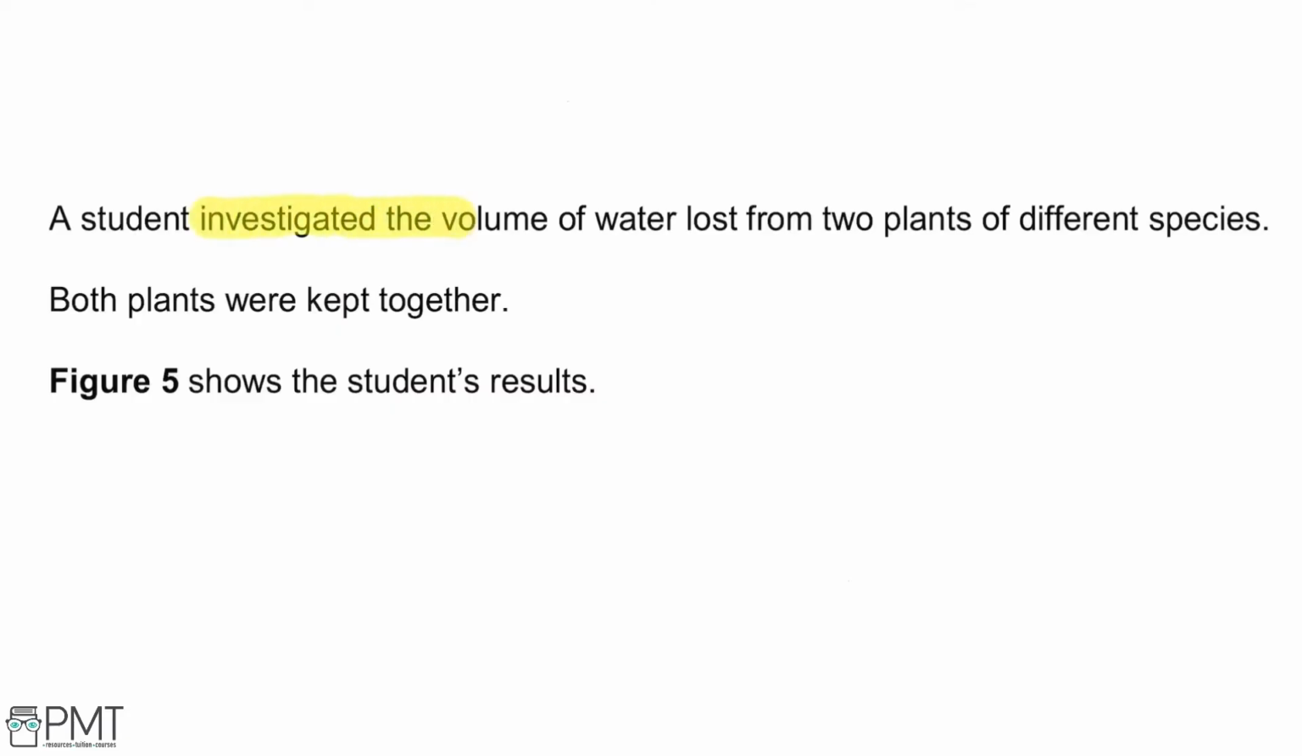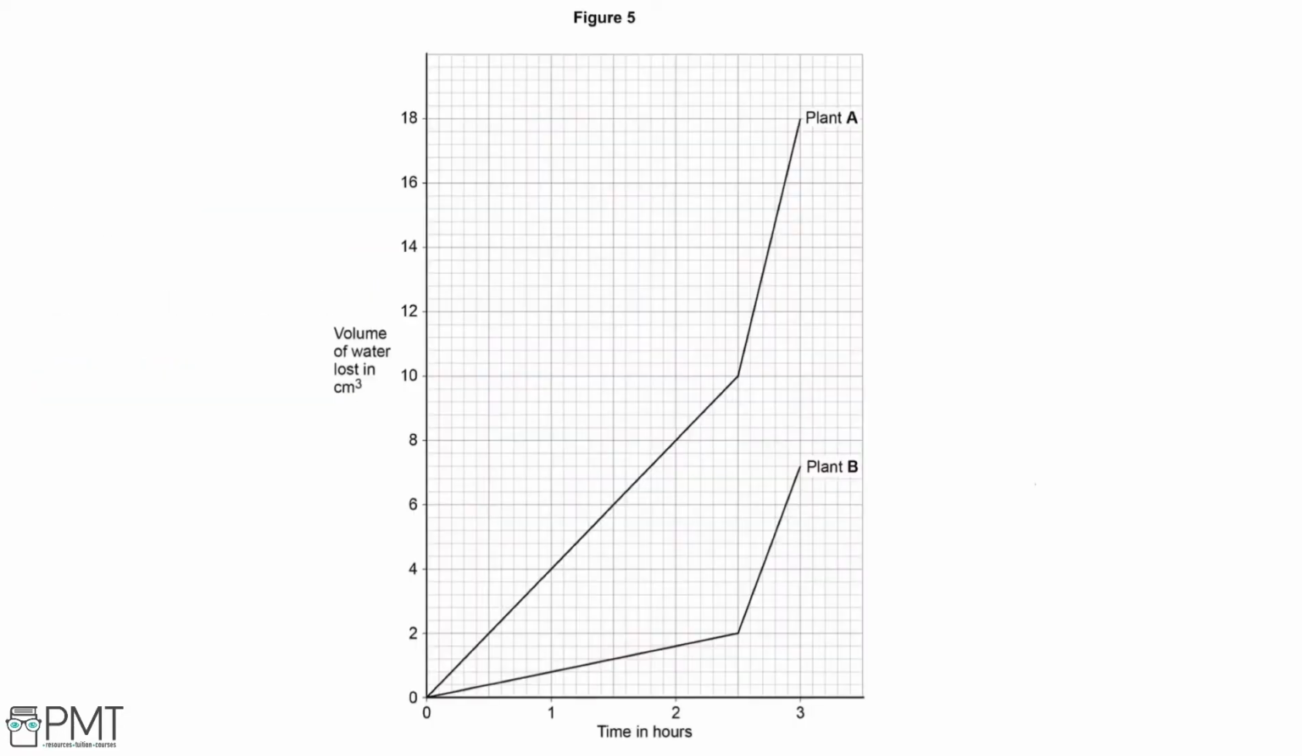A student investigated the volume of water lost from 2 plants of different species. Both plants were kept together, so in the same place, and figure 5 shows the student's results. So here you have figure 5. The lower down line is plant B, and then the one that's a little bit steeper is plant A. And then on the y-axis you can see the volume of water lost in centimetres cubed, and then the x-axis is time in hours. So the main thing we really see from this graph is that plant A is losing a greater volume of water than plant B.